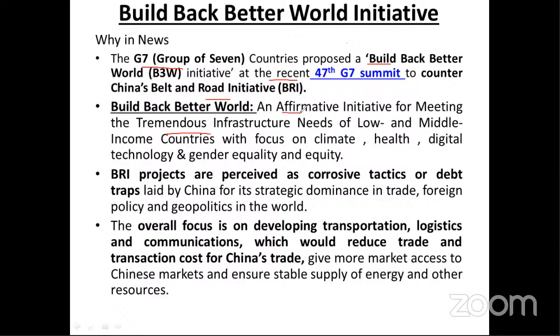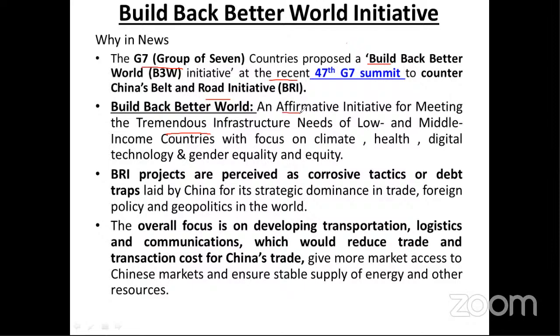China is actually looking for a market, where all their cheap products can be sold in different parts of the world. So this is the main purpose of China's Belt and Road Initiative. Now the G7 countries have understood the intention behind it. They think that there is a lack of infrastructure development in low and middle income countries. That's why China's policy is spreading very rapidly in different parts of Africa, Asia, and some European countries.